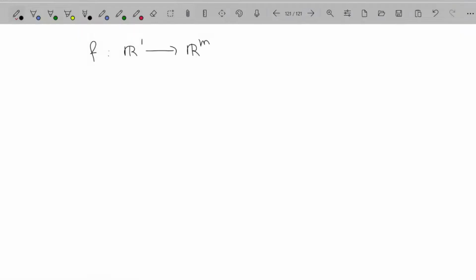So that means what? It's a single variable function, single valued function, not single valued, I mean vector valued function of single variable. So f is now a vector valued function of single variable.